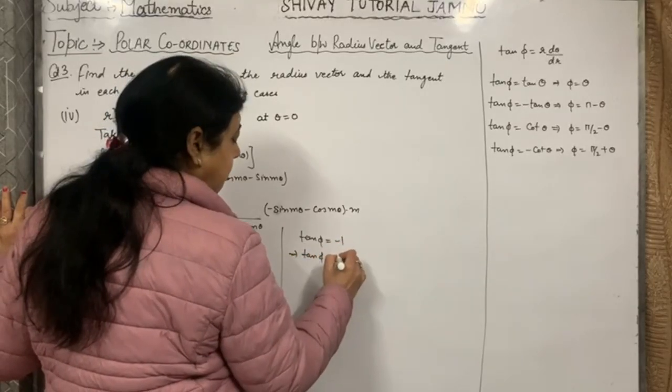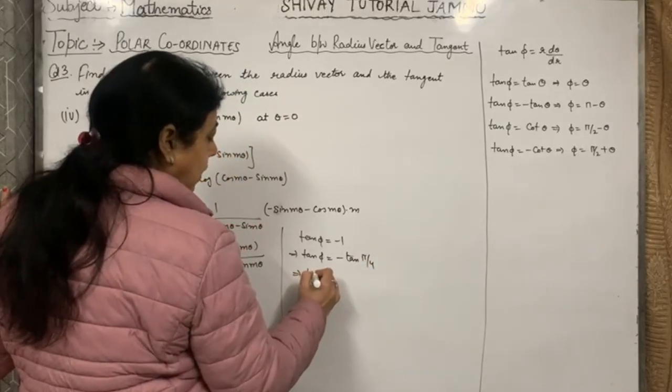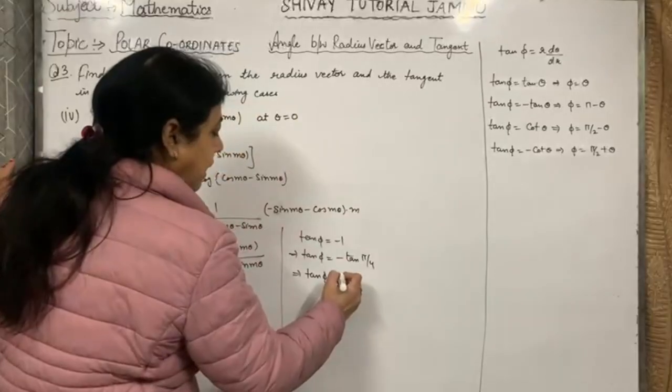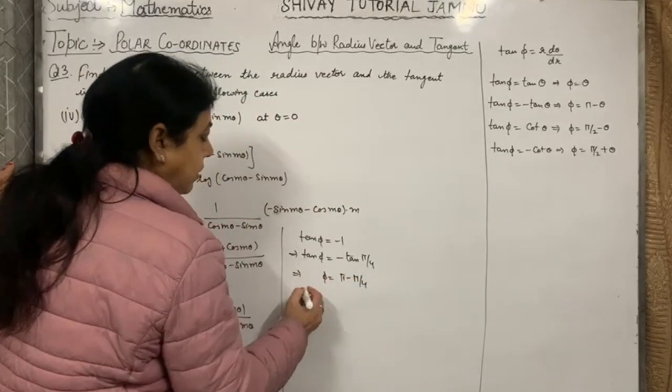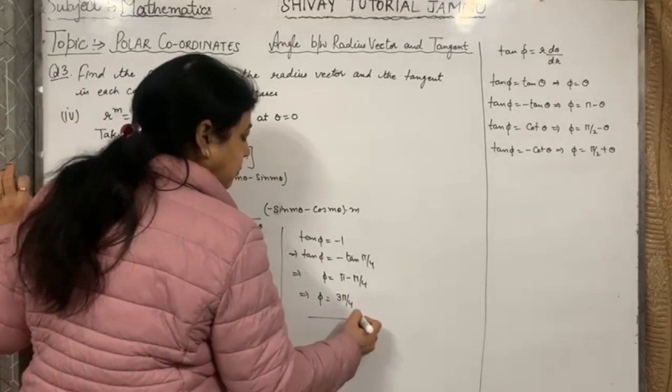So I will get minus tan pi by 4. Tan is negative, so tan phi is minus tan theta, that is pi minus pi by 4, and phi will be 3 pi by 4. This is your answer.